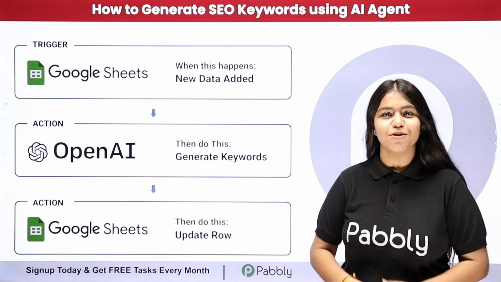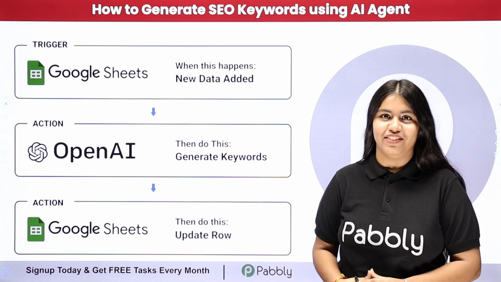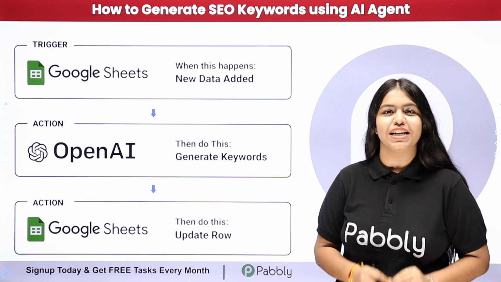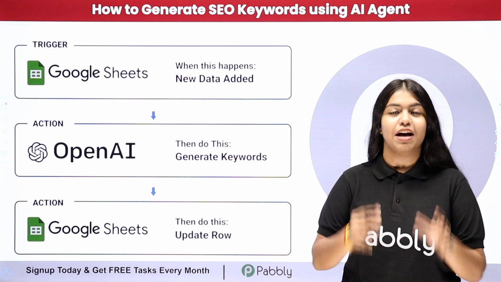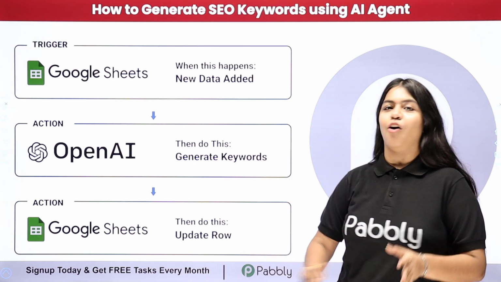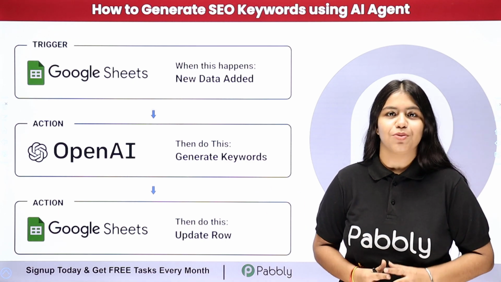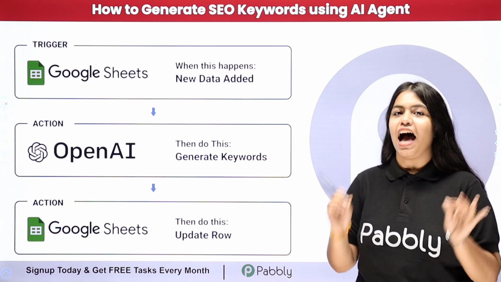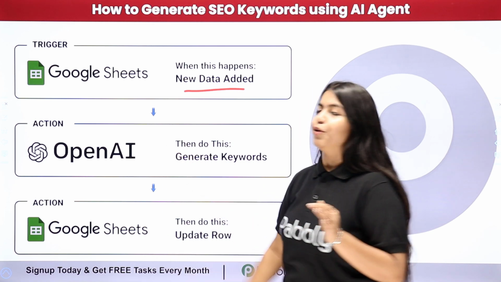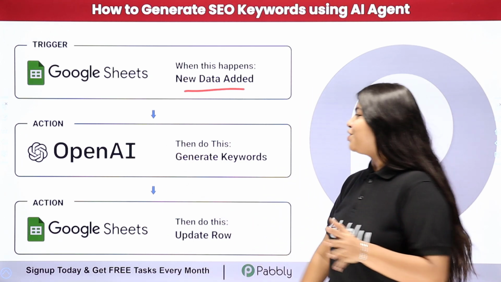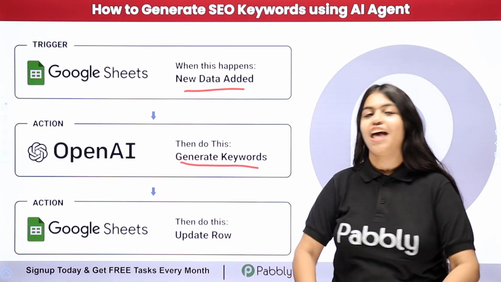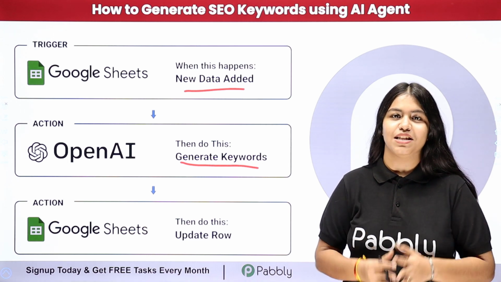So like you, I also used to generate the keywords manually, but this is such a time-consuming task. So to solve this problem, I've simply created this amazing automation where what is going to happen is that as soon as I have the topic in my spreadsheet, automatically my AI agent is going to generate me the keywords, and further we can add those keywords into our spreadsheet.